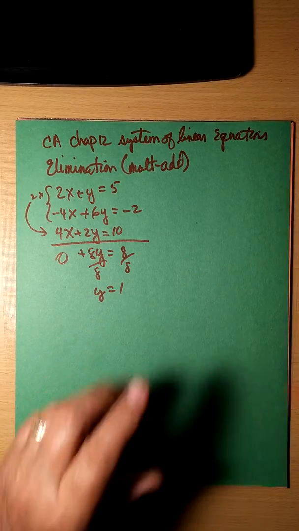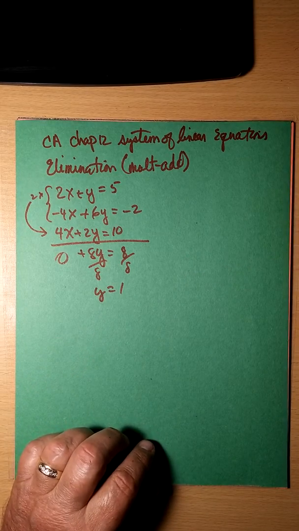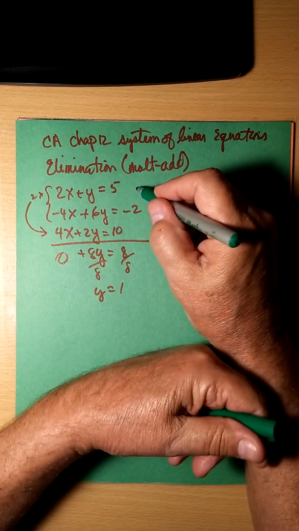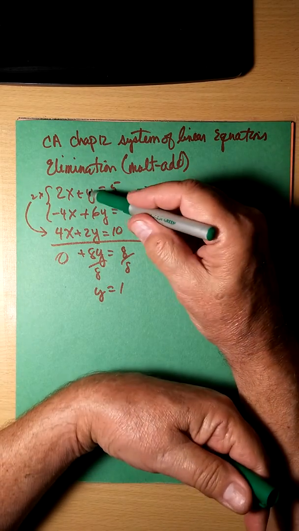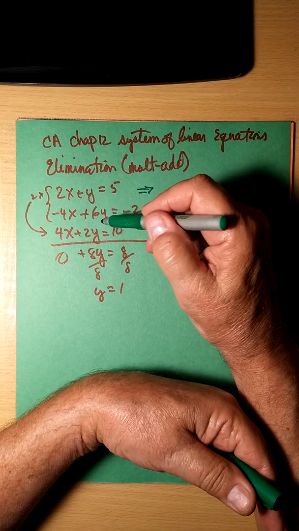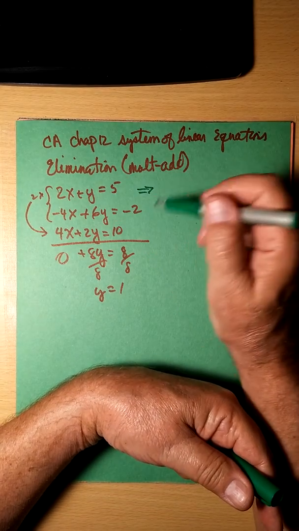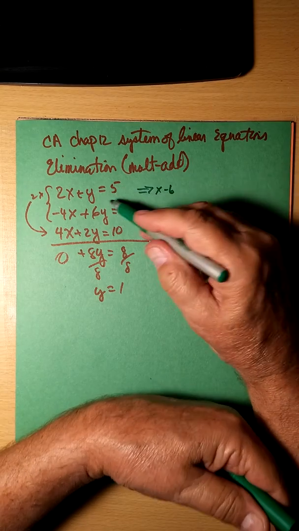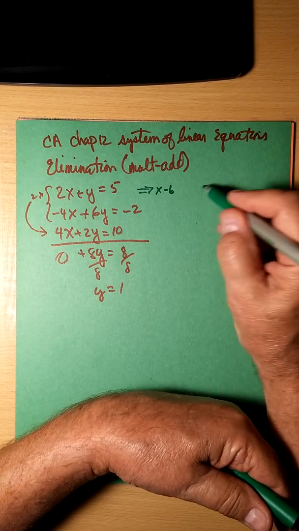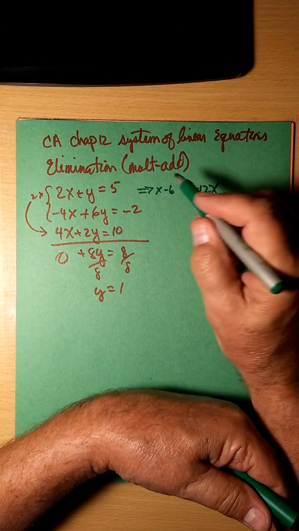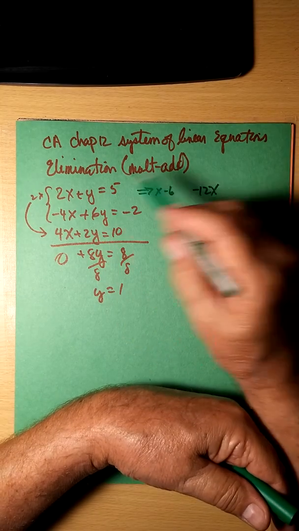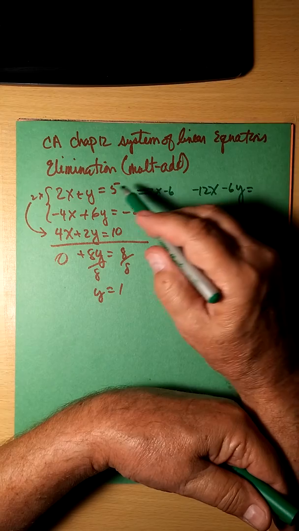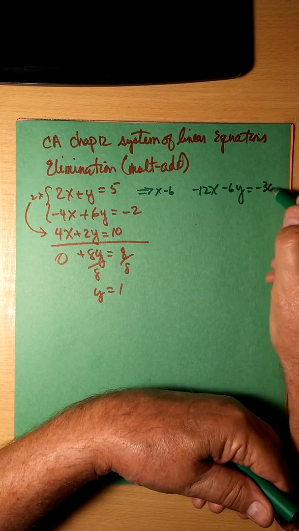Well, let's suppose you say, no, I didn't want to do that. I wanted to get rid of the y's. If I wanted to do that, I'd have to make sure these are both 6 and negative 6. So I'm going to multiply this by a negative 6. Negative 6 times 2 is a negative 12x. A negative 6 times y is a negative 6y. And a negative 6 times 5 is a negative 30.